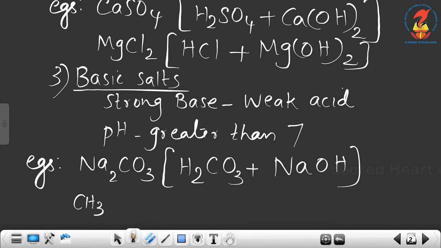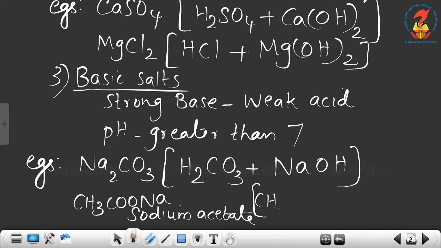Second one is sodium acetate. This is a salt of acetic acid, CH3COOH, that we have learned under weak acids, plus sodium hydroxide. Weak acid and a strong base, you get sodium acetate, a basic salt.